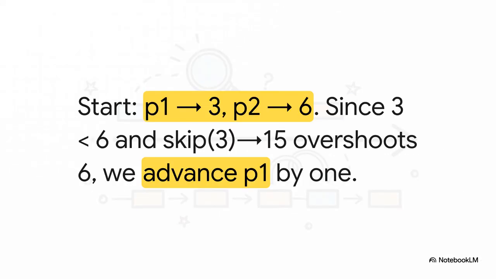Okay, round 1. Our pointer for P1 is at the number 3 and P2 at 6. Since 3 is less than 6, we know we need to move P1 forward to try and catch up. But can we skip? Well, the skip pointer at 3 wants to jump us all the way to 15. That's way past 6, so we'd overshoot it. So no skip this time. We have to take it one step at a time until we get right here.